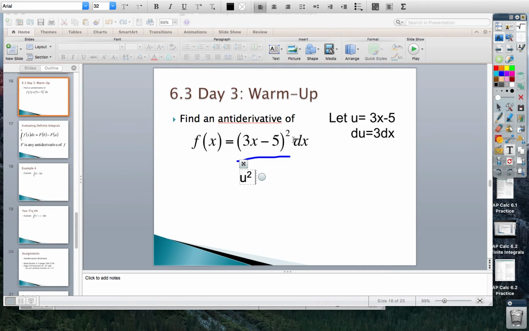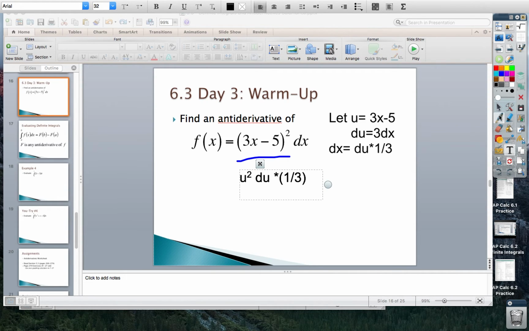Actually, before we move on, we had dx in here. So according to our work here, dx would be equal to du divided by 3, or du times 1/3. And since we took out the 3x minus 5, we also have to take out the dx. We know that dx is equal to du times 1/3.